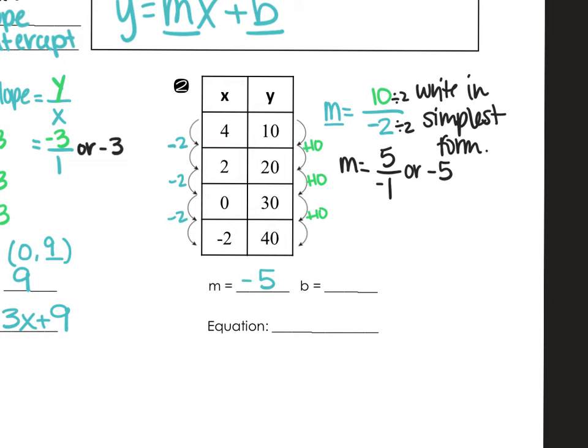All right, now b, take a pause and see if you can find that. All right, so b is the y value when x is 0, so they did already give it to us right here. So b should equal 30. All right, now just plug into your equation. So y equals m is -5, and b was 30.